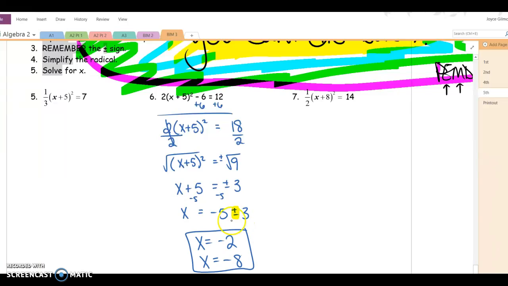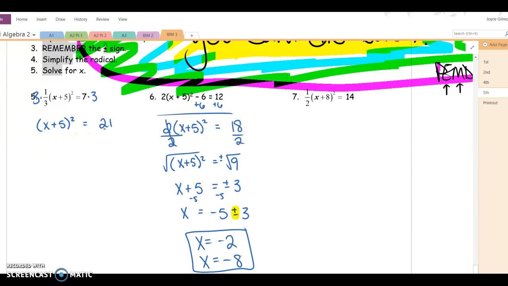If both of these numbers are not stuck under a radical, you can combine them. Combine them once using addition, once using subtraction. Now let's look at number 5. How can we get rid of this 1/3 times? Divide both sides by 1/3, or dividing by a fraction is the same as multiplying by the reciprocal, 3. So we have x plus 5 squared equals 21.